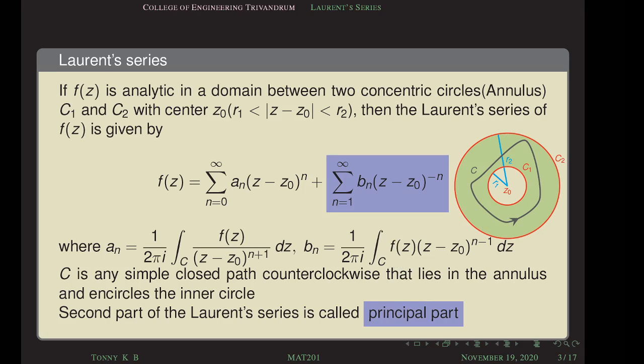First of all, if a function is only analytic in a region between two circles, then we can find only Laurent series, not Taylor series. Taylor series is possible only when a function is analytic inside a circle.